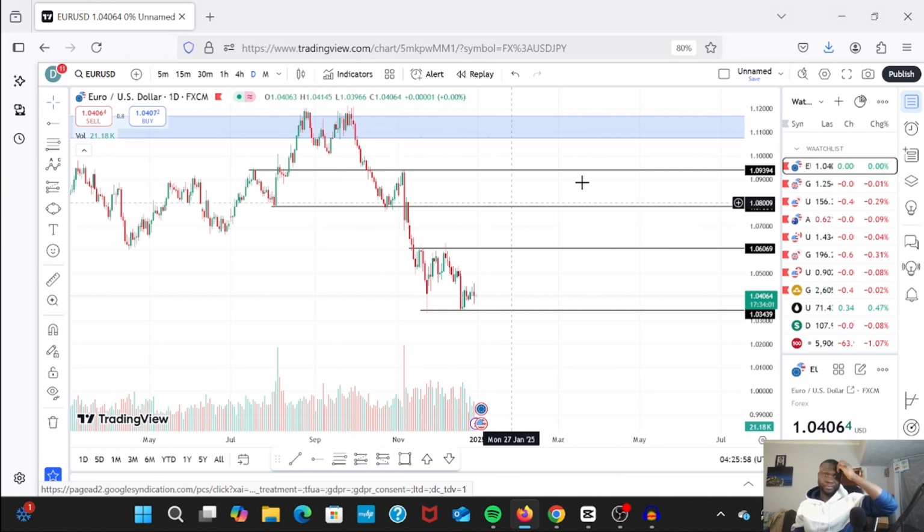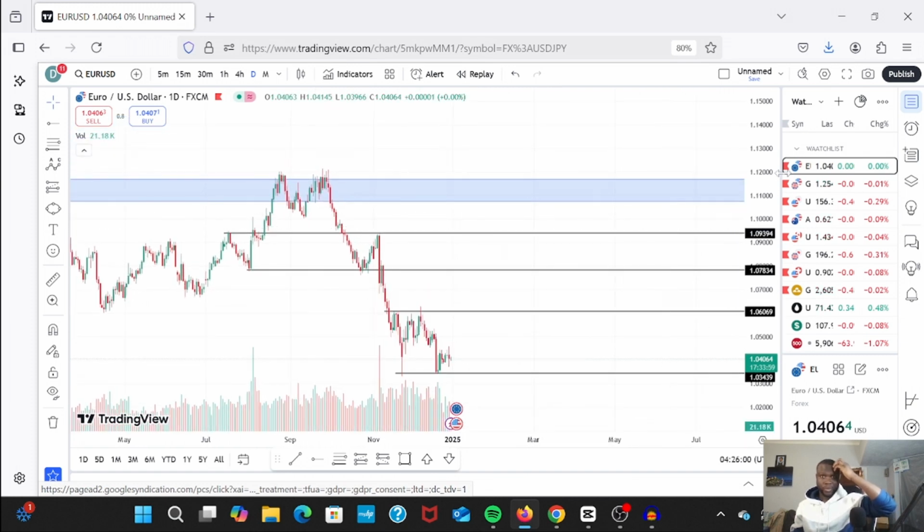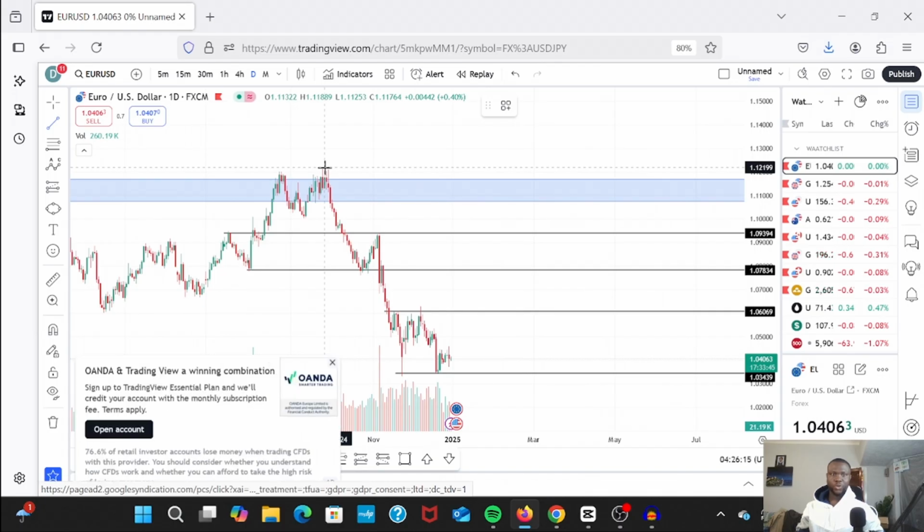So at this level, you can also check our trend line. My next confluence is to check my trend line, to see if my trend line will work out and give me an idea of where we think this market is going to sell.